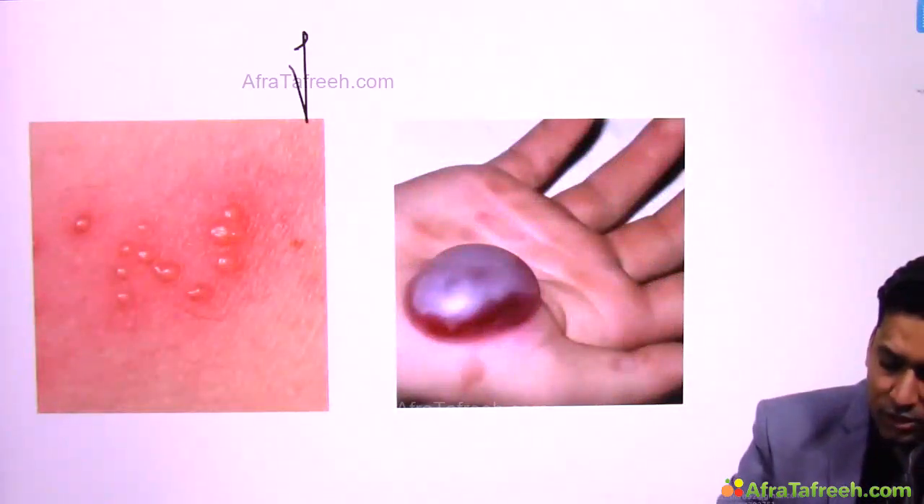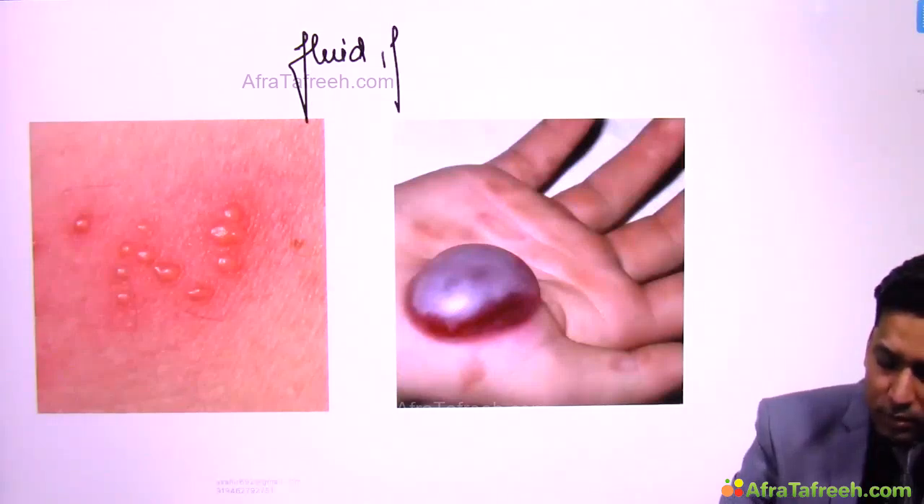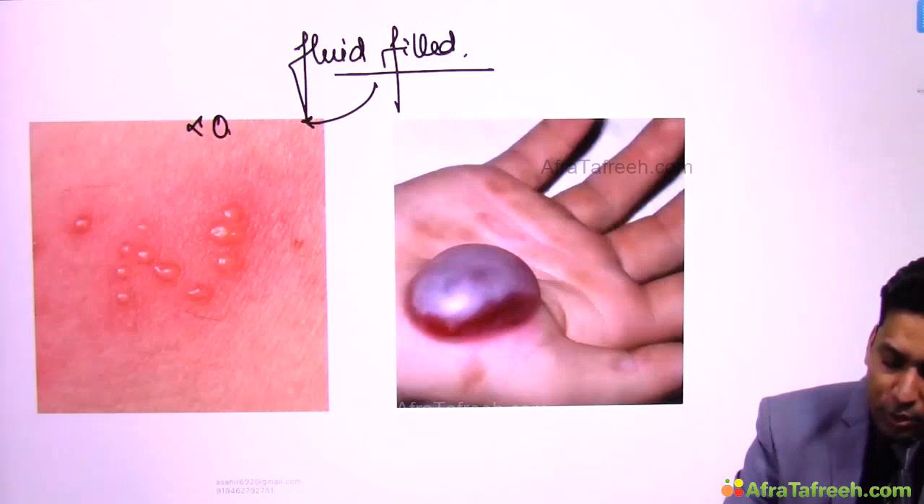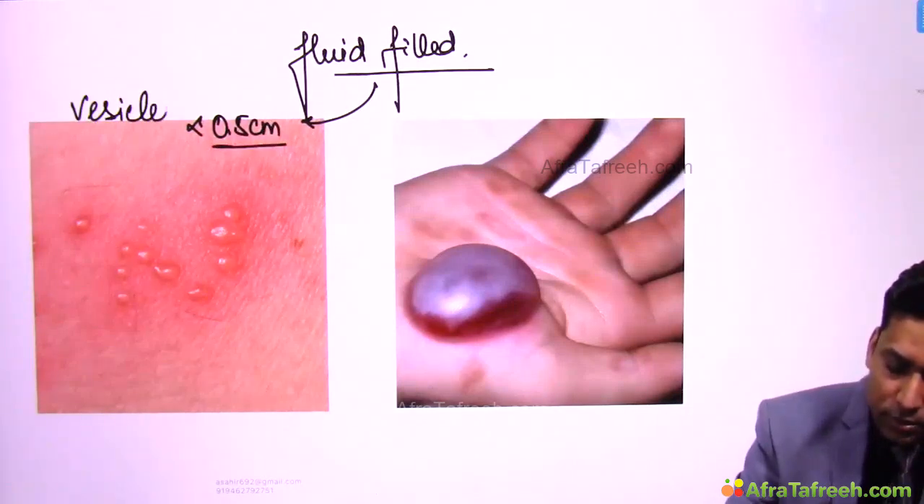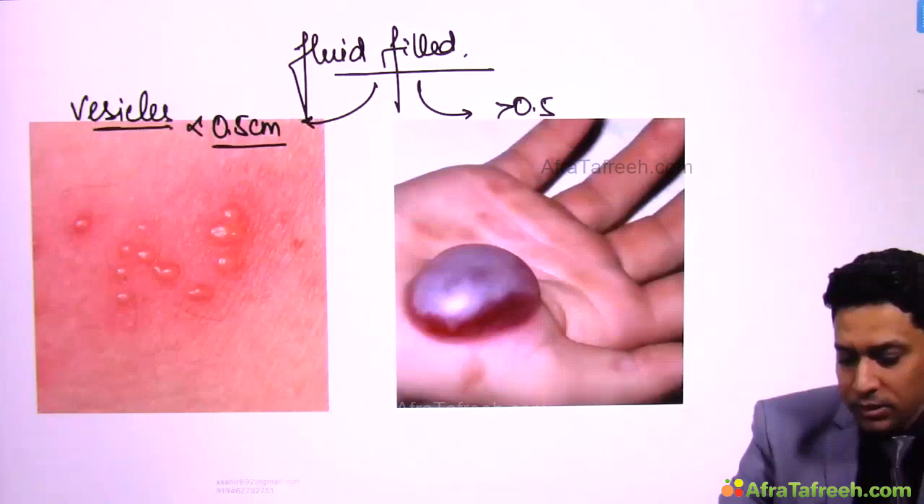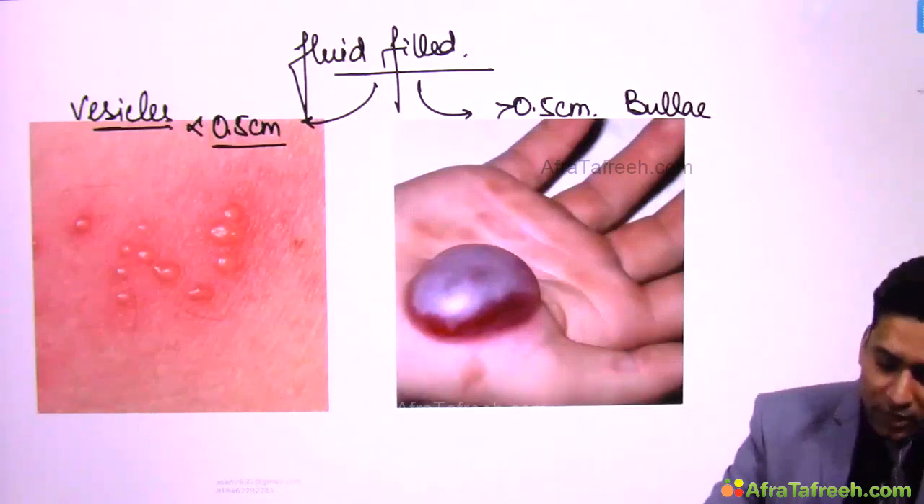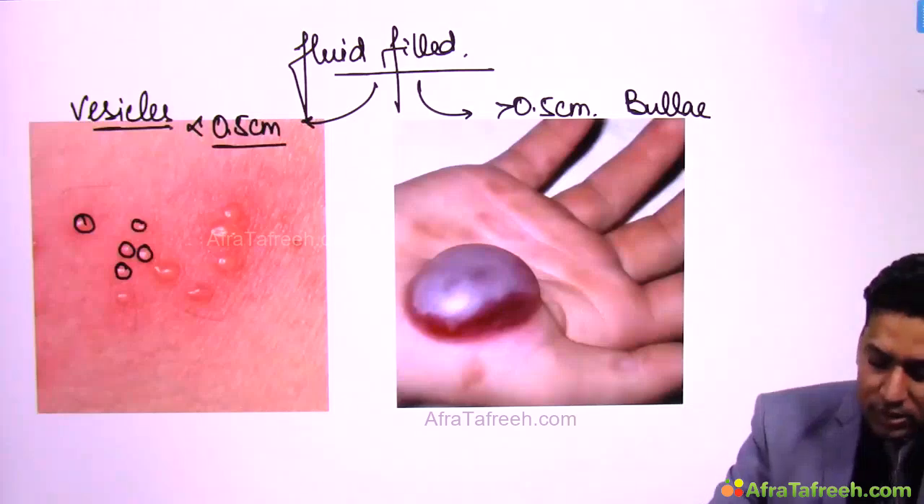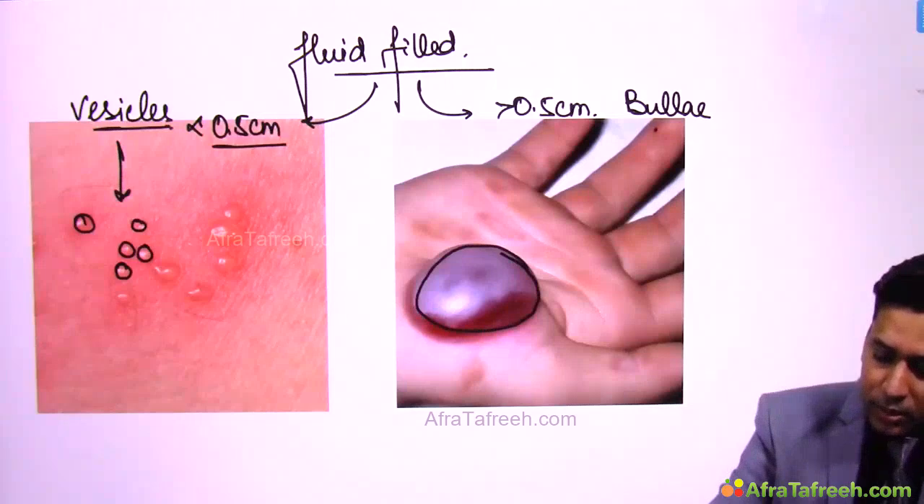Then if the lesion is fluid filled, okay, so it is not solid, it is fluid filled raised lesion, then again you can see the size. If it is less than 0.5 centimeter in size, we call them vesicles, and if they are more than 0.5 centimeter in size, we call them bulla. So when the lesions are fluid filled and small, these are vesicles, and if it is very large, more than 0.5 centimeter, it is bulla.